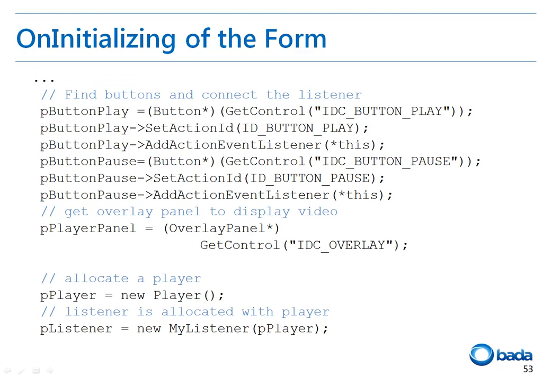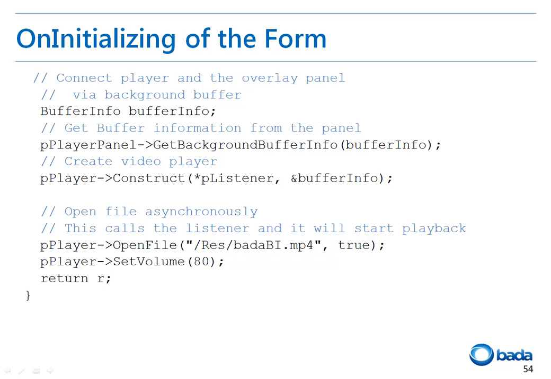This slide shows the UI and player initialization procedures in the OnInitializing function of the form. The two buttons are registered as subcontrols of the form. Their action IDs are set and the event listeners are specified. Then the overlay panel pointer is retrieved and the player is created. We get the buffer information from the background buffer info of the overlay panel. The buffer information and the listener object are then used in the player construct function to connect the player, the event listener, and the overlay panel.